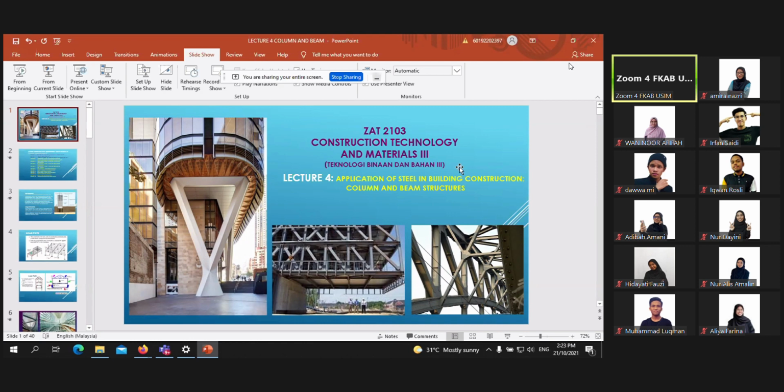Okay, lecture 4 is basically on application of steel in building construction. This particular topic we're talking about column and beam. Everybody knows about column and beam kan, and then we will go to tengok what those kind of column and beam that is constructed by using material steel. There are 2 different contact together. Concrete is a bit different, timber line and steel line.